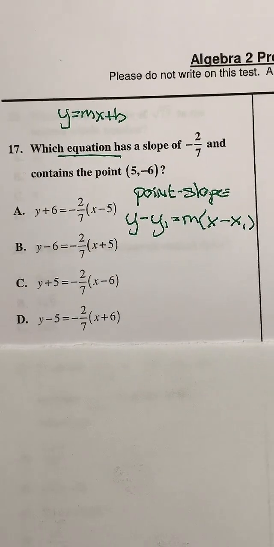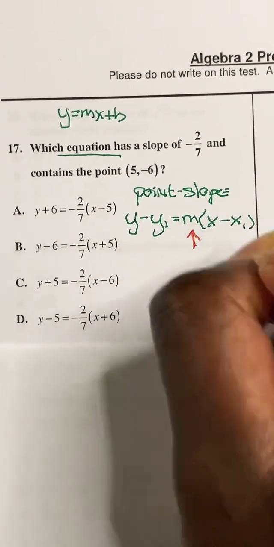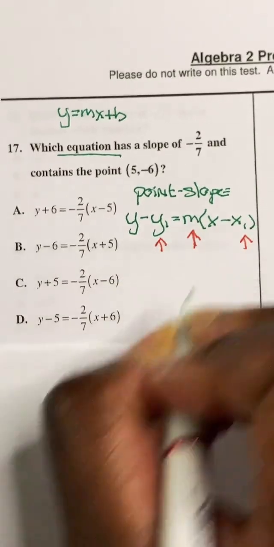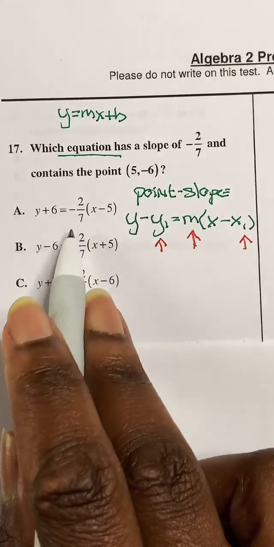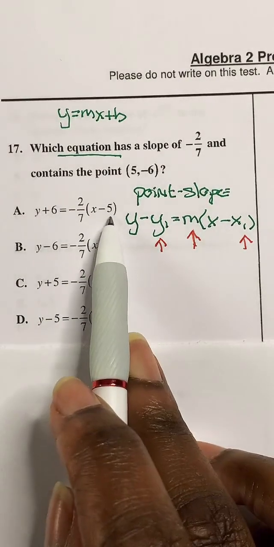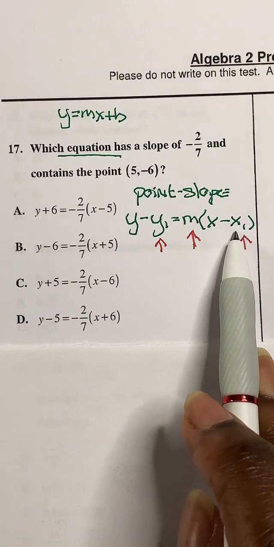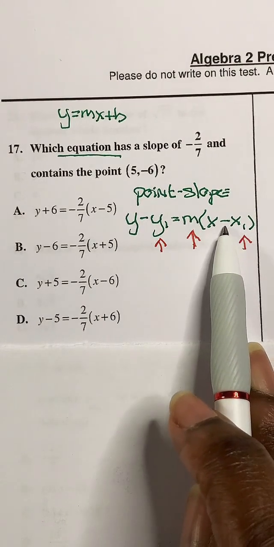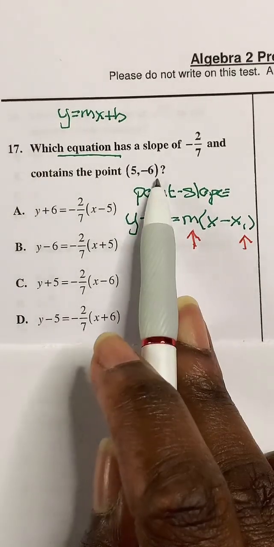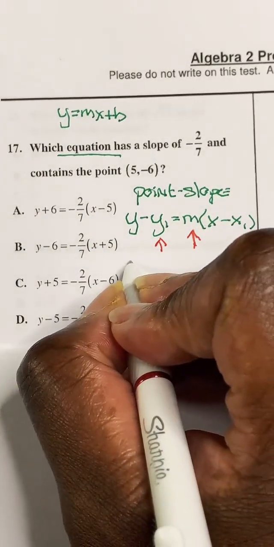So the two areas that we need to focus on are your m, which is your slope. Then we have our point, which is our x sub 1 and our y sub 1. So if you notice, all of our answer choices have that -2/7 for our slope. So now we have to figure out where these points are going to go. My x sub 1 is going to go right in front here. It's going to replace that x1. And my y value is going to replace here. So if I plug that -6 in for that y sub 1, it's going to look something like this.